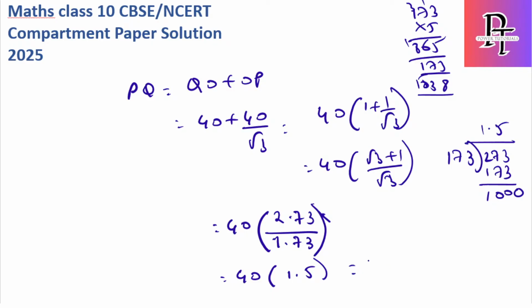So 40 into 1.5, 4 5s are 20, 4 1s 4, 5, 6. So it will be approximately 60 meters.